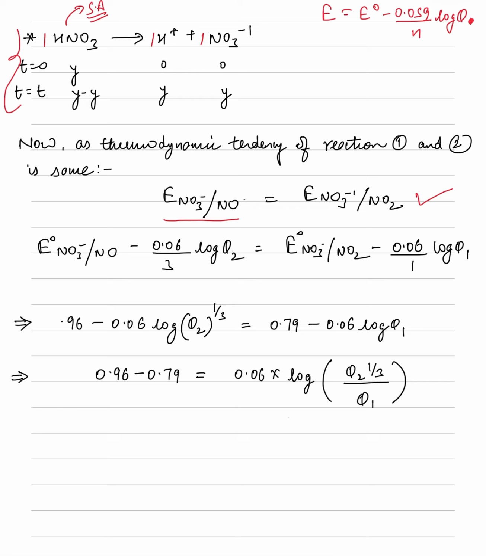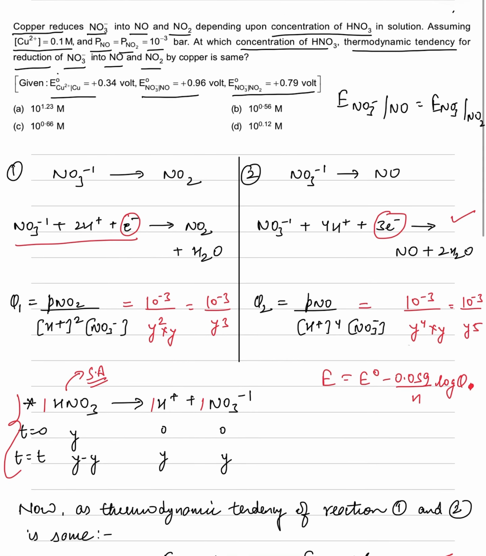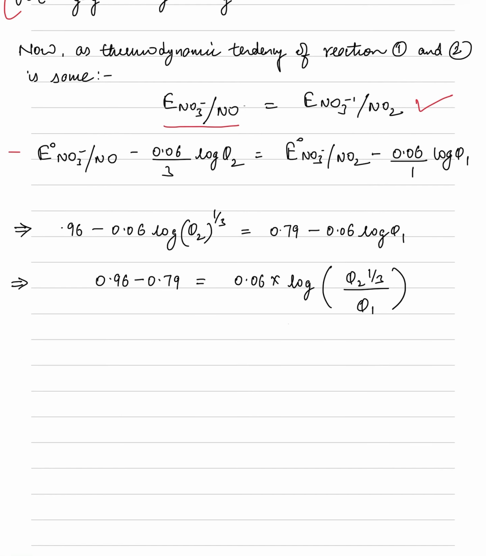Equal to ERP of nitrate ion to NO2 minus 0.06 divided by n factor. Here the n factor is how much? 1, and the reaction quotient is Q1, right? So this is where we have finally reached. Now the SRP values of both half cells are given to us, 0.96 and 0.79. So we have reached 0.96 minus 0.06 log of Q2 raised to power 1 by 3.